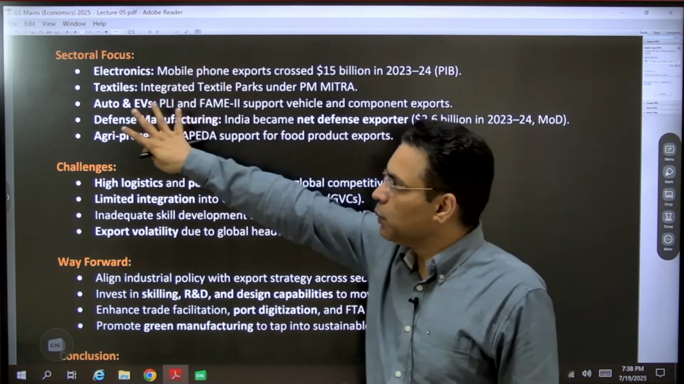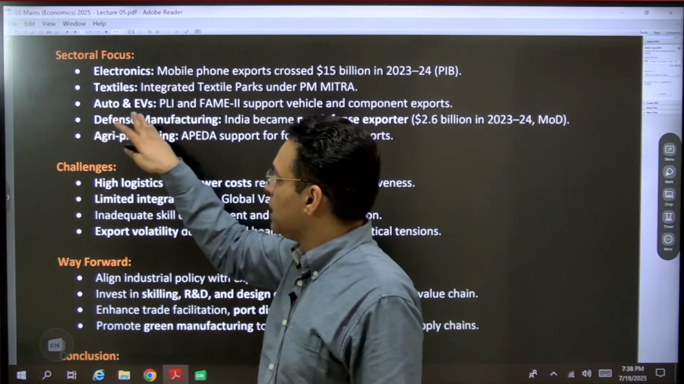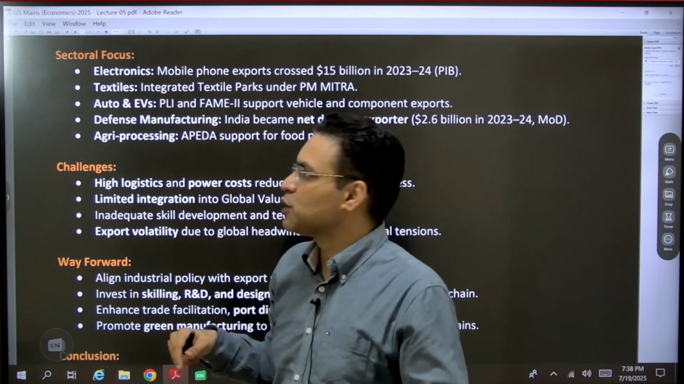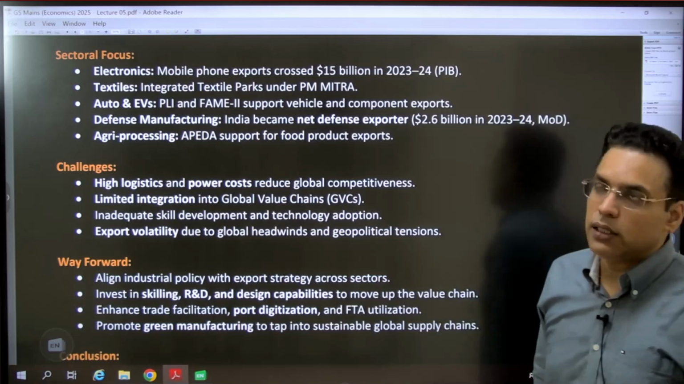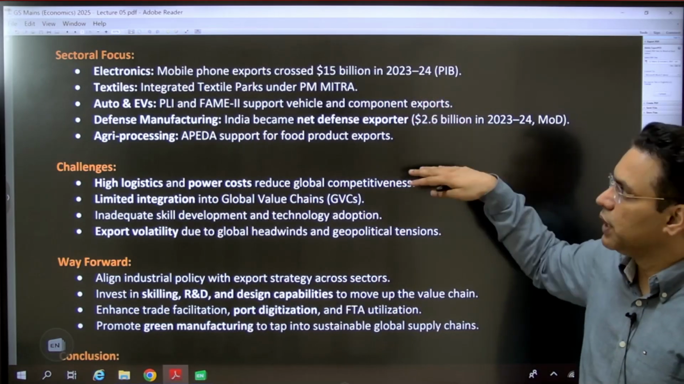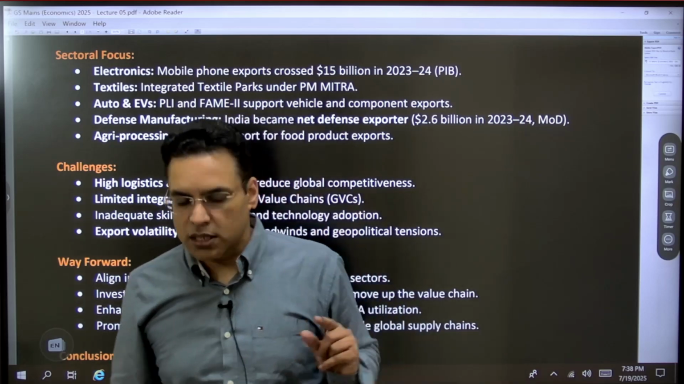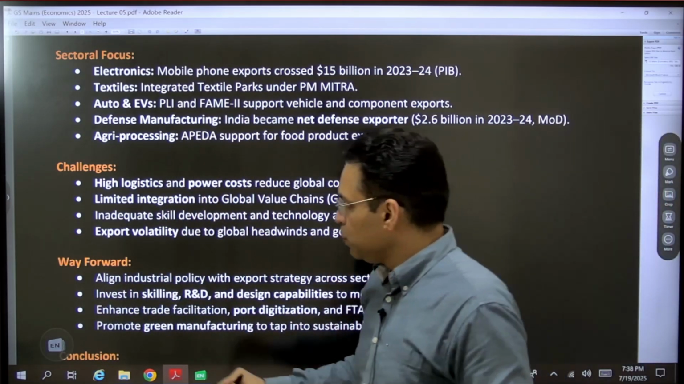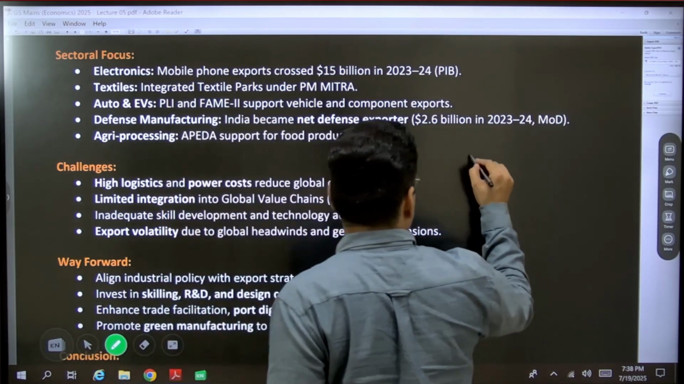For example, the areas which can be promoted for exports are electronics, textiles, automobiles and the EV sector, green growth, that is green-led exports, defense manufacturing and agri processing. All these are the areas where India can focus. Now you can put this data in your answers. Now what are the challenges? The same thing. First, India has high... Now if you see, there are factors of production, right?